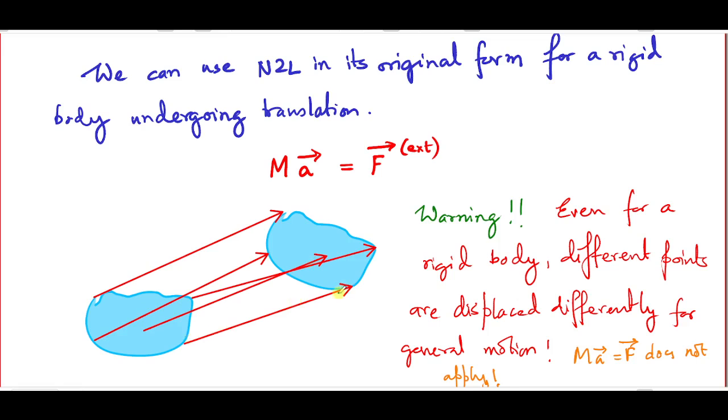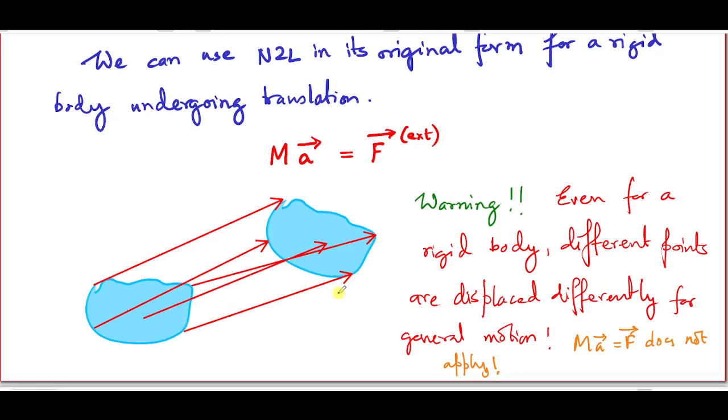So even for a rigid body, different points are displaced differently. They have different velocities, different accelerations. So you cannot use mass times acceleration equals force, even if you were to use only external force, for a general motion of a rigid body. Of course, you cannot use this at all when the system under consideration is not even rigid. You don't have a common acceleration of the body, so you cannot use mass times acceleration equals force. What to do in such a case is what we will consider next.